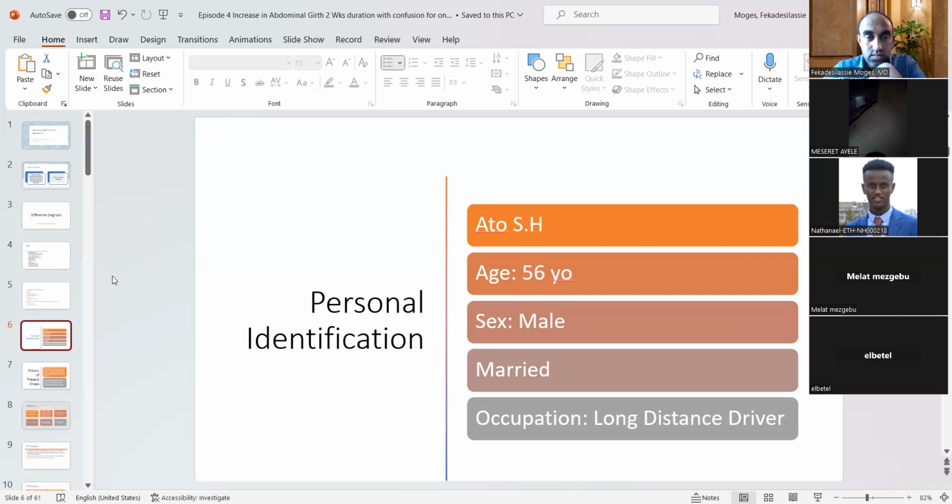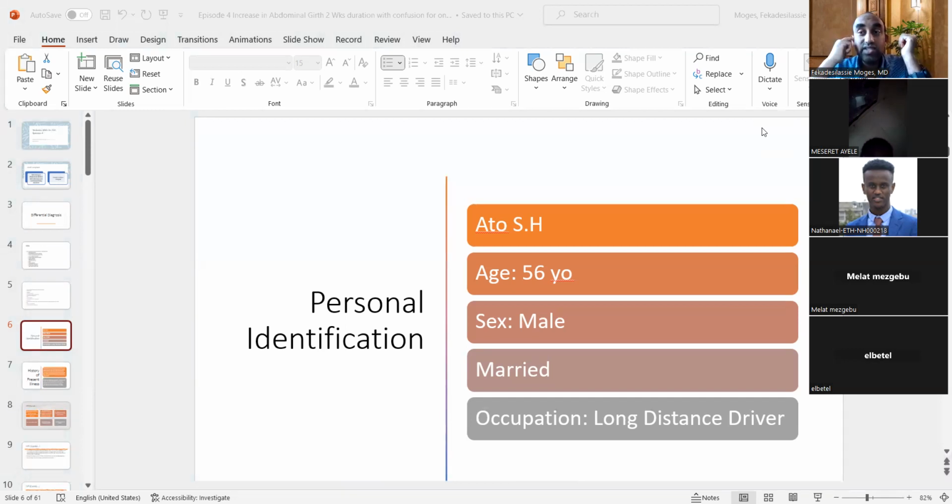There are questions on the chat box about characterizing the swelling. Yeah, so it was a gradual worsening in the abdominal girth. Just my abdomen started increasing gradually, and my trousers are no more fitting me, right?